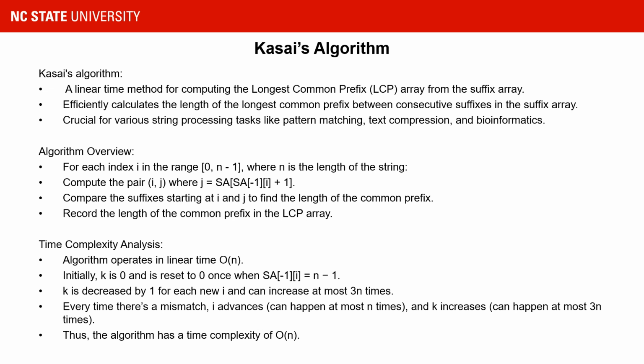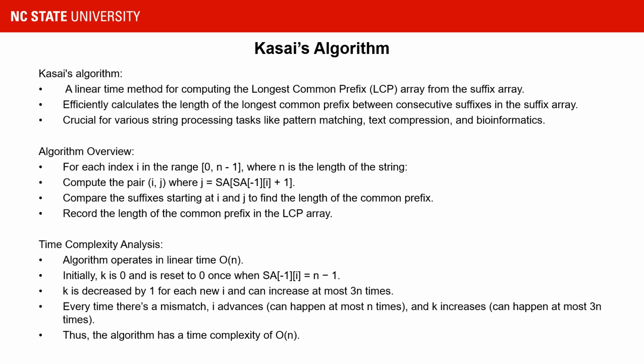So now let's talk about the algorithm overview of Kasai. For each index i in the range 0 to n minus 1, where n is the length of the string, we compute the pair (i, j), where j equals SA of (SA inverse of i plus 1). Next, we compare the suffixes starting at i and j to determine the length of the common prefix. We then record the length of the common prefix in the LCP array.